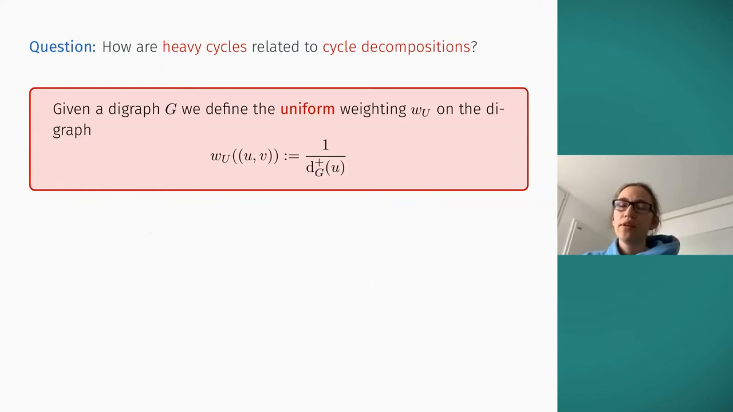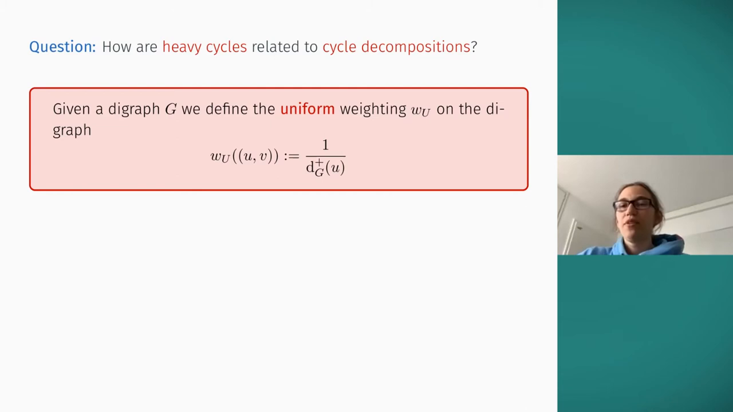In particular, in the previous slide, I had this condition of the out weights summing to 1. And this uniform weighting has the nice property that the out weight of every vertex is exactly 1, just because the weight function is defined such that this is exactly true. Every vertex has some number of out edges, and you give every one of the edges the weight 1 over this number. So they always sum to 1.